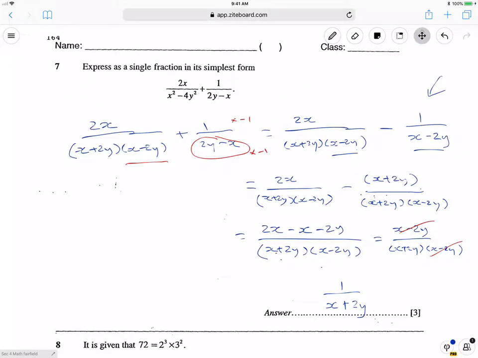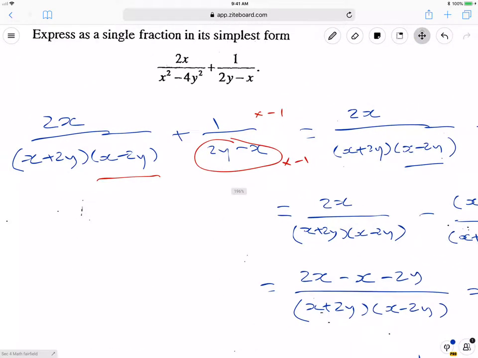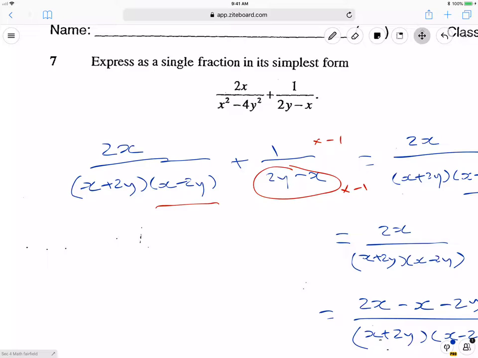But do you know why it is like that? Why does this one split to become x plus 2y, x minus 2y? What's the 3 special algebraic formulas? The third one: a squared minus b squared equals a plus b, a minus b, right? Here, the whole 4y squared is the b squared.